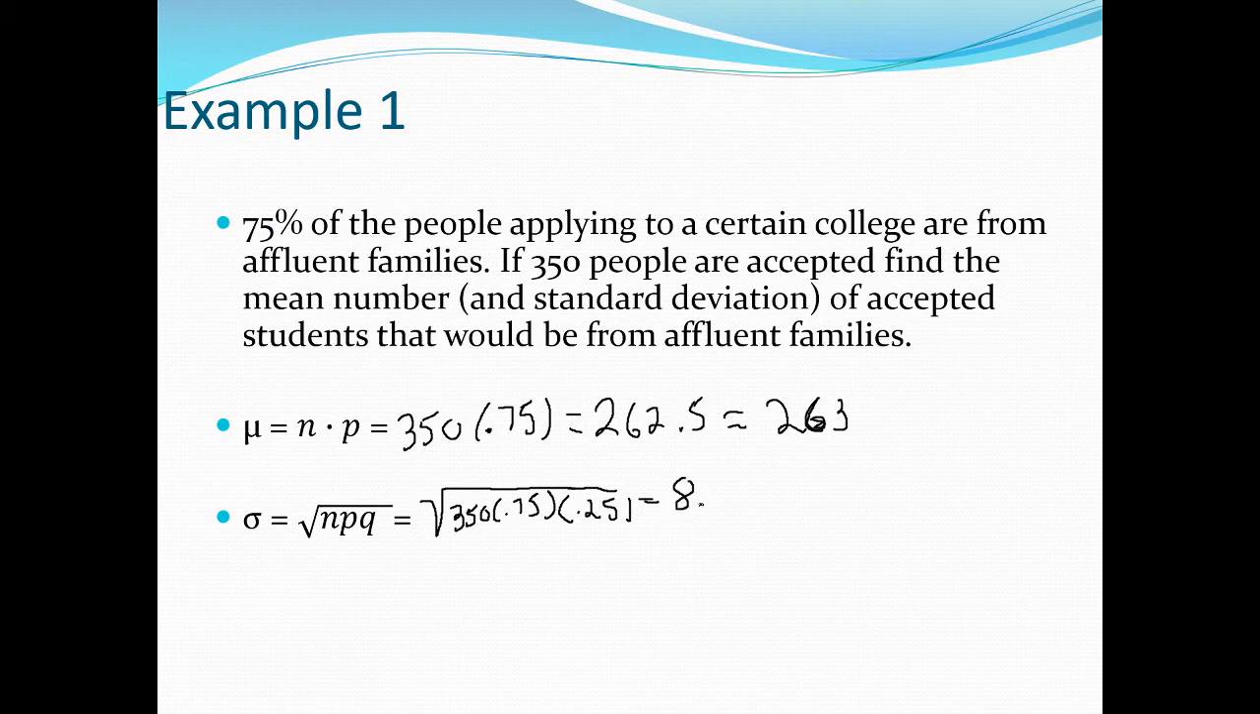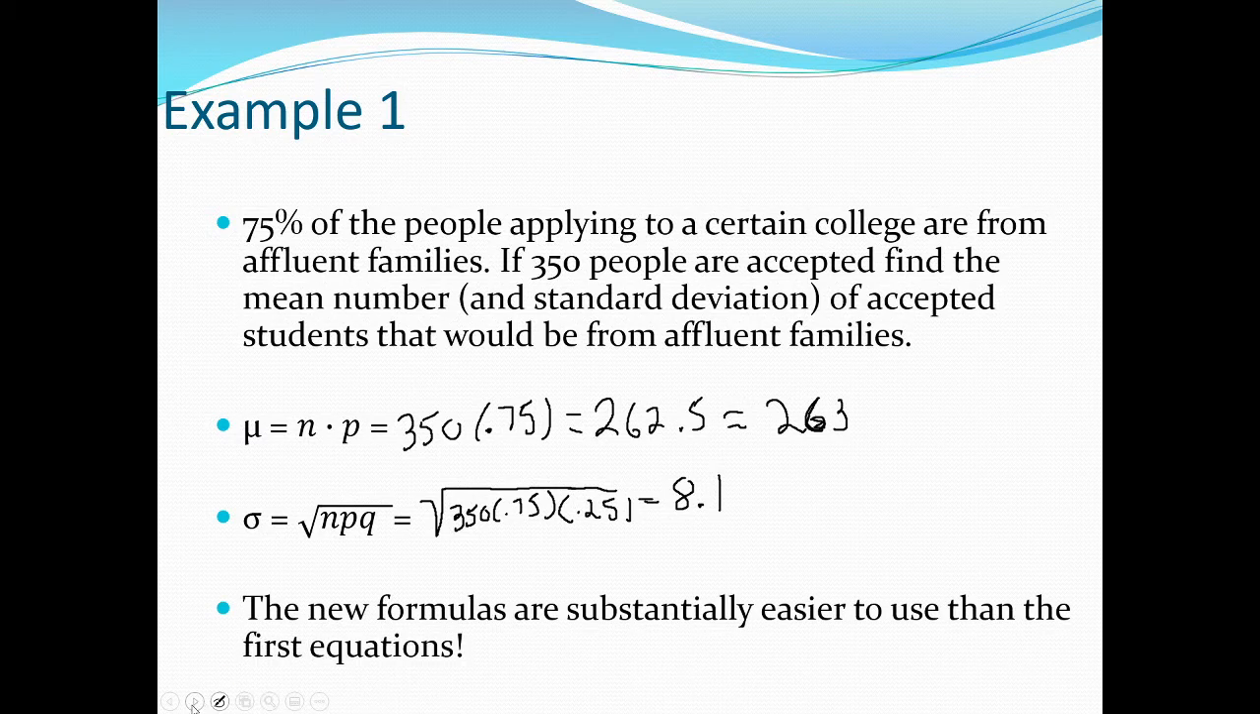So we'd say that if they accept 350 people, we'd expect that 263 of them, plus or minus 8.1, would be from affluent families. Again, that's not necessarily the best way to describe standard deviation, but for now, that'd probably be the best way to use it there.